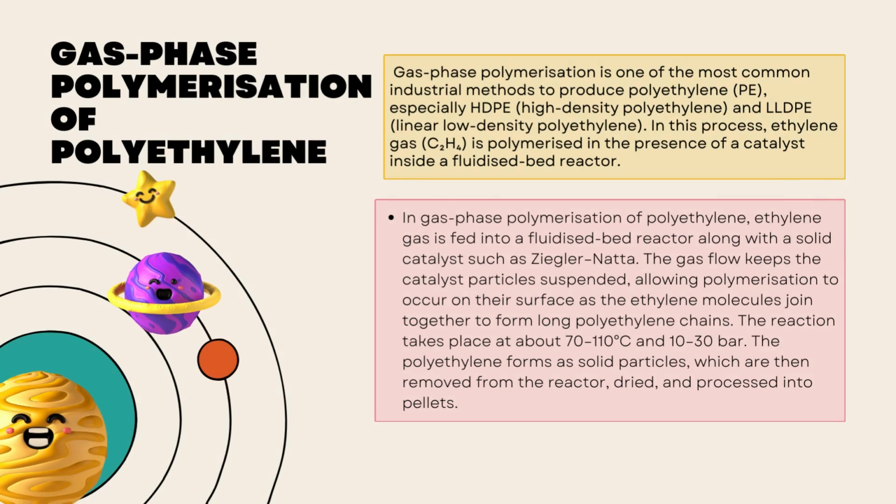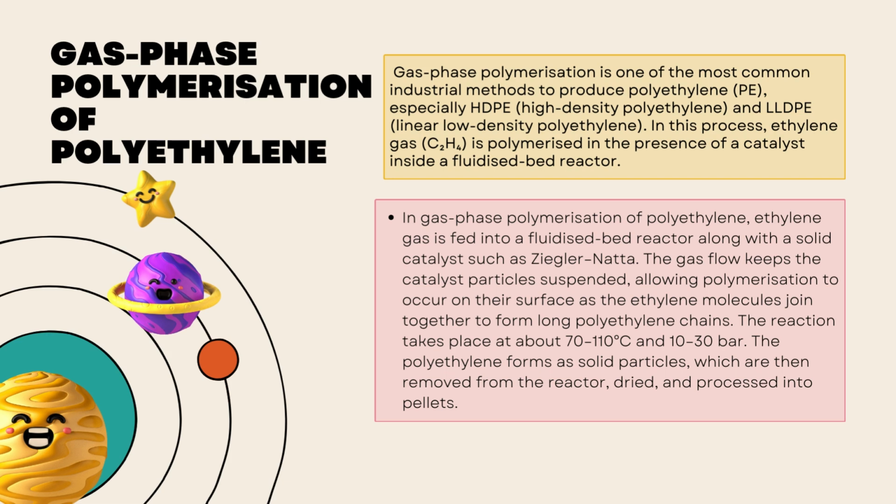Gas phase polymerization is one of the most common industrial methods used to produce polyethylene, especially high-density polyethylene, or HDPE, and linear low-density polyethylene, known as LLDPE. In this process, ethylene gas, which has the chemical formula C2H4, is polymerized in the presence of a catalyst. The reaction takes place inside a fluidized bed reactor.